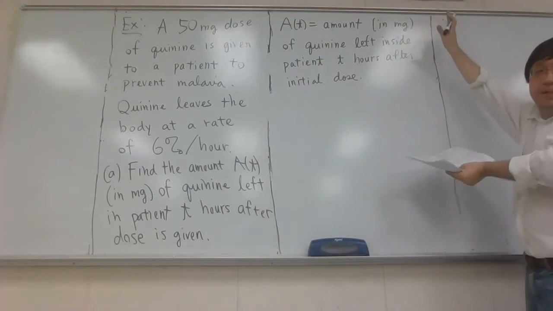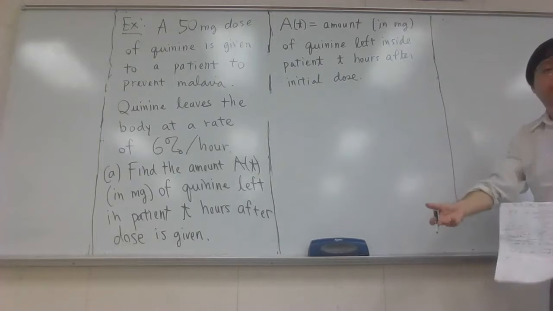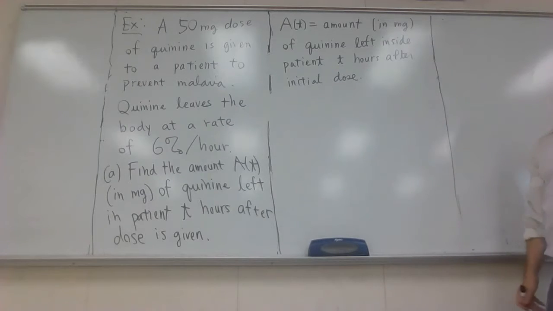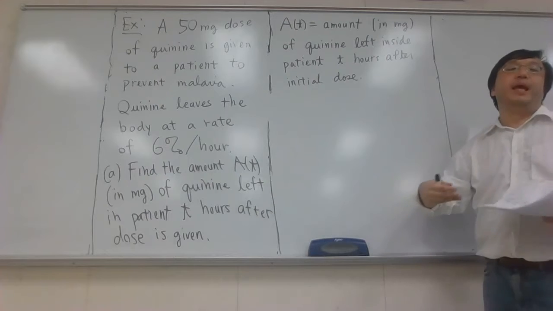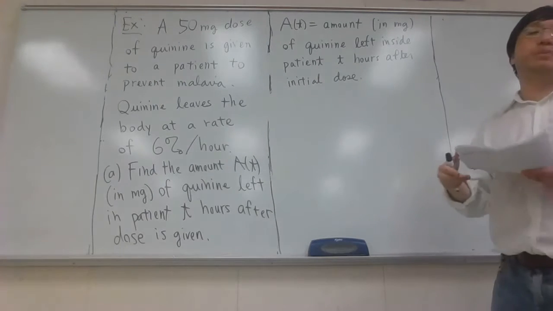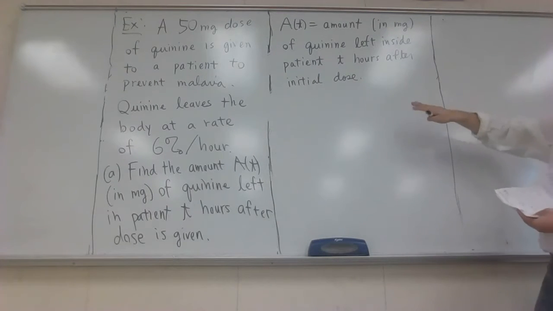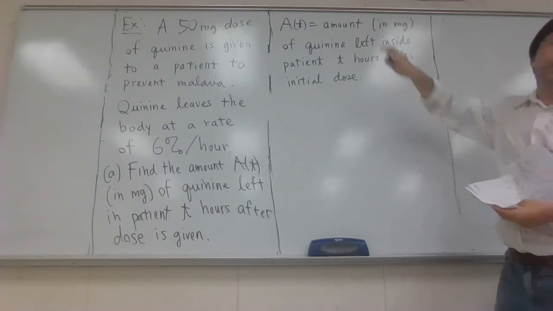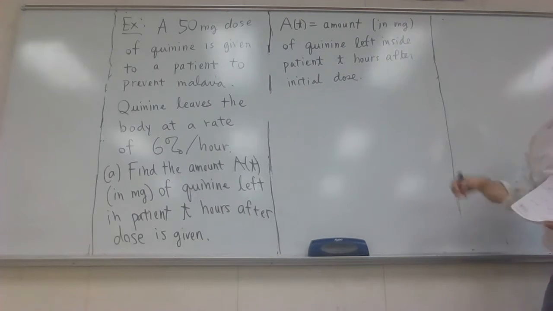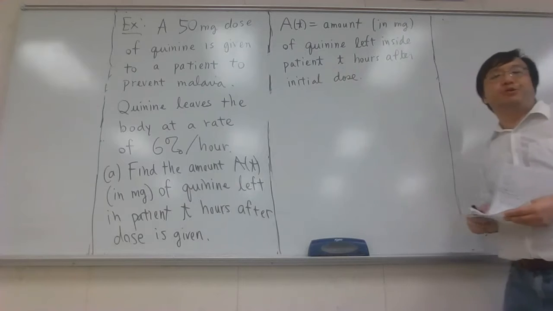The amount in milligrams of the drug that's still left inside the person's body T hours after the initial dose. This is the variable of interest. We're interested in making future predictions of how much of the drug is still left inside the person's body, T hours after that 50 milligram dose was given.